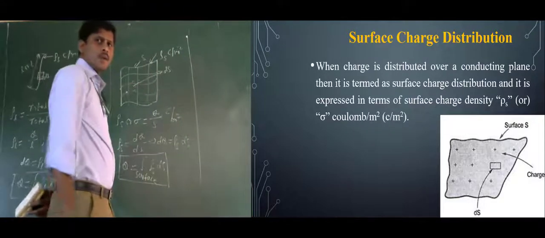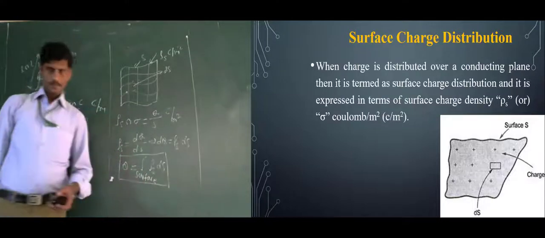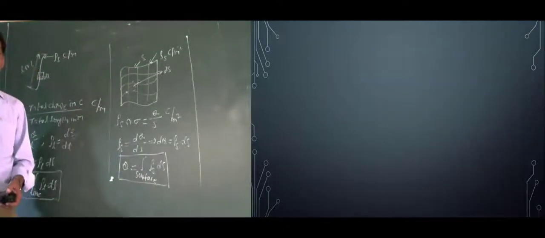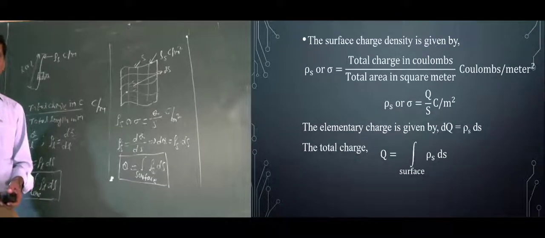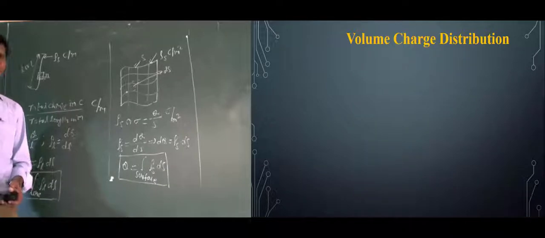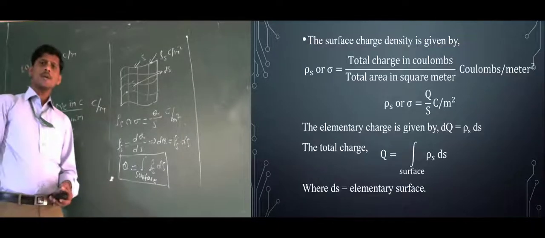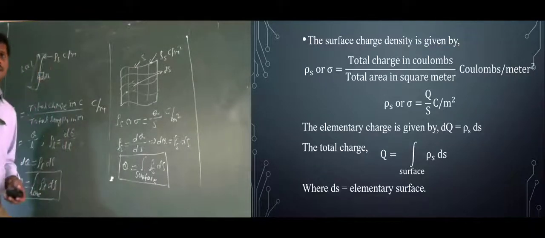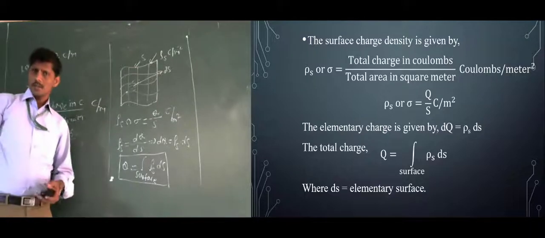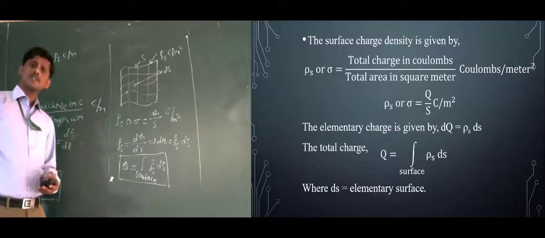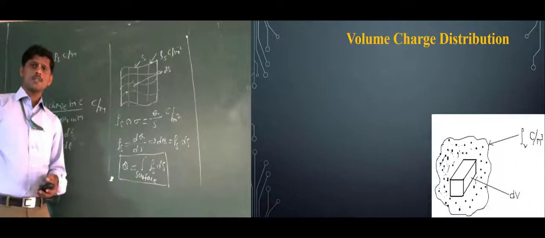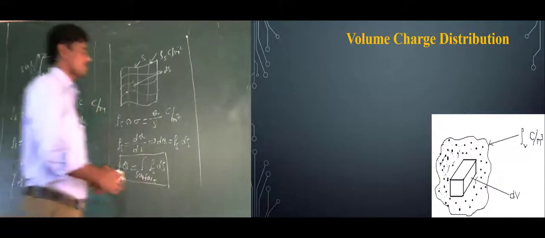Next one is volume charge distribution. And the example of surface charge distribution is a charged parallel plate capacitor. A charged parallel plate capacitor is a good example of surface charge distribution. The third one is volume charge distribution.